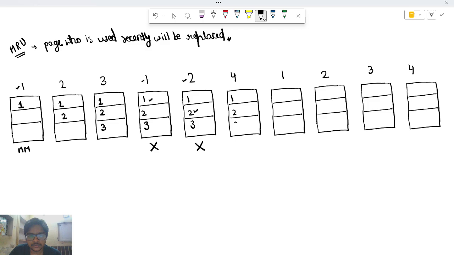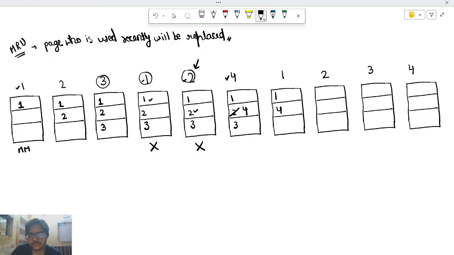Now 1 2 3, now the CPU requested 4, so from 1 2 3, 2 was used here, 1 was used here, and 3 was used here. So who is used recently? 2 is used, so 2 will be replaced by 4.